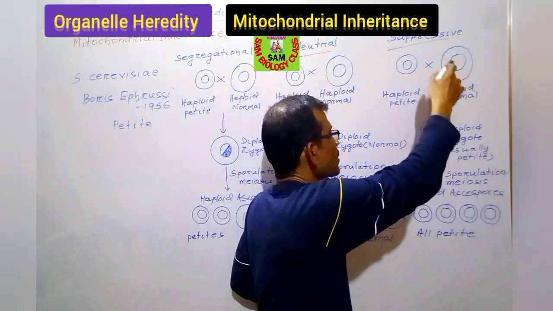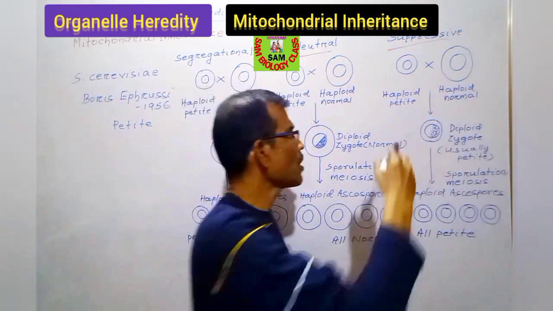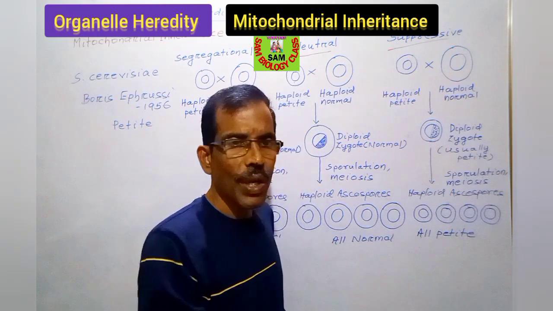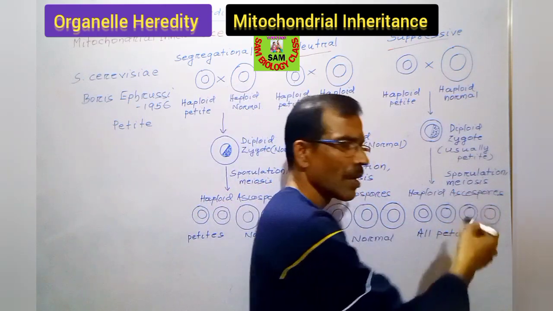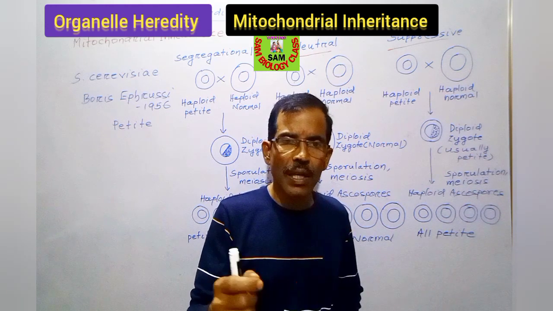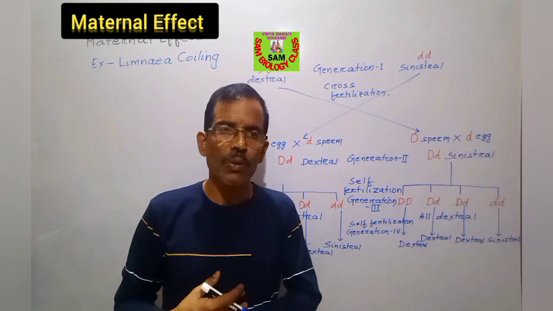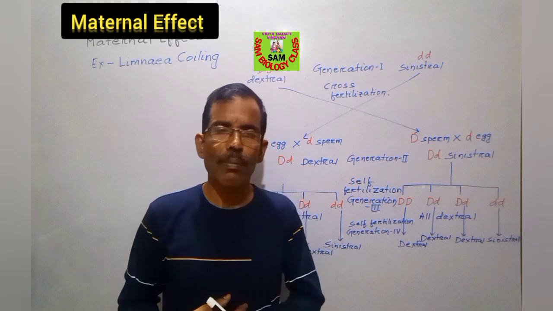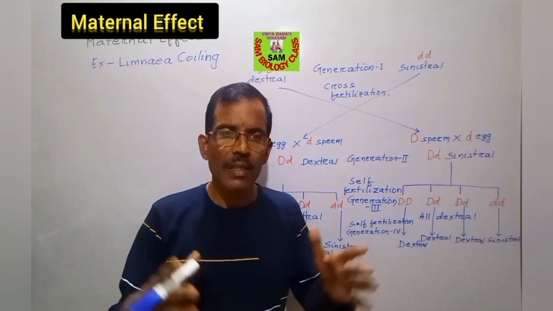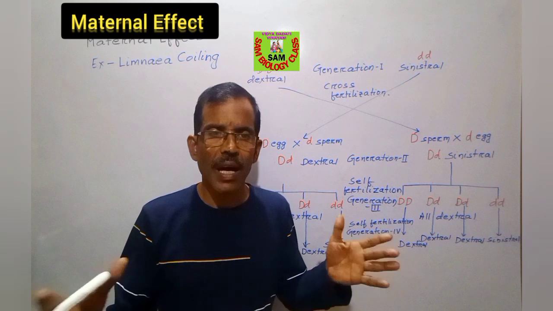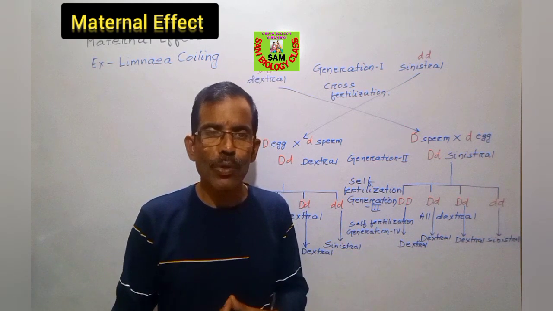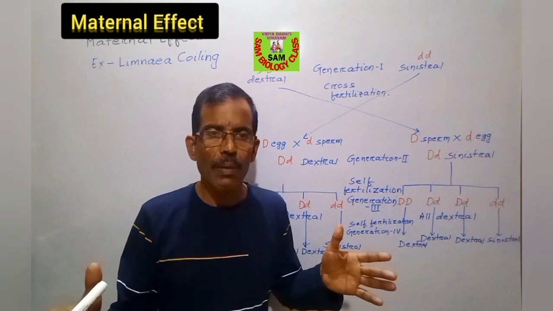In the next class of mutants, known as suppressive petite, when the mutant is crossed to a normal haploid cell, here also the diploid zygote is formed, which then undergoes meiosis, yielding haploid ascospores that give rise to all petite colonies. This demonstrates extranuclear inheritance in yeast. In another variety of extranuclear inheritance, known as maternal effect or maternal influence, an offspring's phenotype for a particular trait is under the control of nuclear gene products present in the egg. This is different from biparental inheritance, in which both parents contribute nuclear genes that control the phenotype of the offspring.